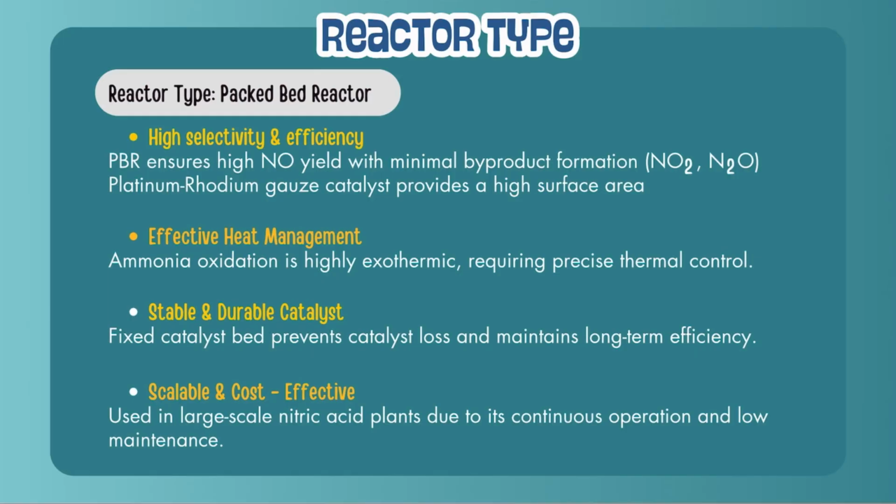Using a platinum-rhodium gauze catalyst, the PBR provides a stable structure that enhances conversion efficiency while minimizing unwanted byproducts like NO2 and N2O. Compared to a fluidized bed reactor, the PBR ensures better heat management and catalyst longevity, making it a more cost-effective and sustainable option. Its continuous operation, low maintenance, and recyclability of the catalyst further reinforce its role as the preferred reactor for ammonia oxidation in nitric oxide production.